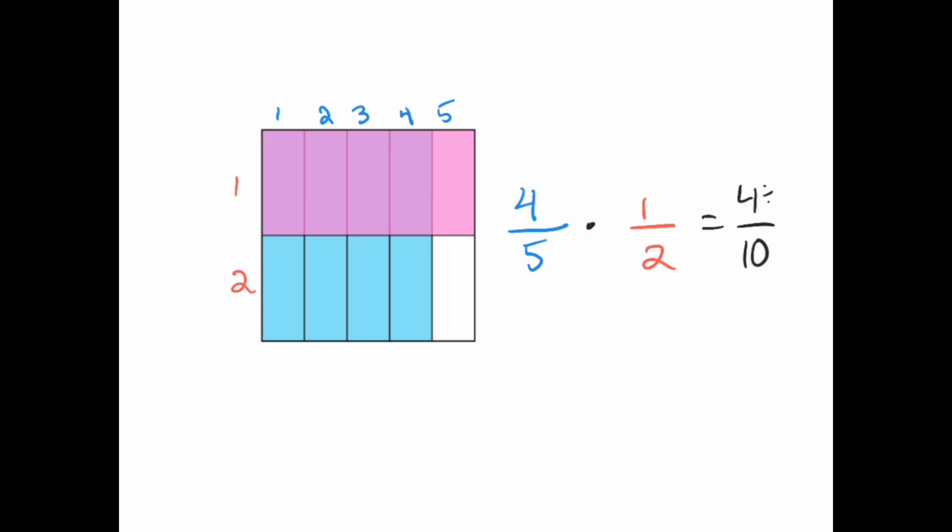Then we have to simplify this fraction. 4/10 can be simplified. Divide your numerator and denominator by 2. Then you will get 2/5. Also, you can do 4 times 1 just to check your work. That's 4. Then 5 times 2, which is 10. So the multiplication sentence that matches this model is 4/5 times 1/2, which equals 4/10, which then simplifies to 2/5.